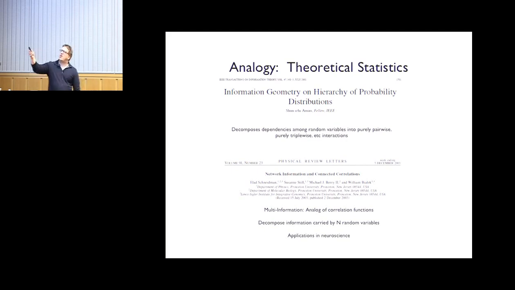So there was another paper more on the physicist side. So this is very much from the mathematical statistics community. This is from the neuroscience or physics community from Bialek's lab at Princeton. He did something similar. They defined something called multi-information, which is an analog of like a connected correlation function if you're from statistical physics. But basically, they're using information theory and they're decomposing information carried by n random variables into information carried by smaller subsets of those random variables, pairs, cubes, something like that. And so we said, okay, there's this whole sort of community out there that does things like this.